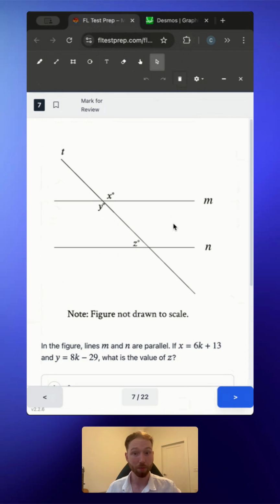Can you solve this tough SAT line problem?